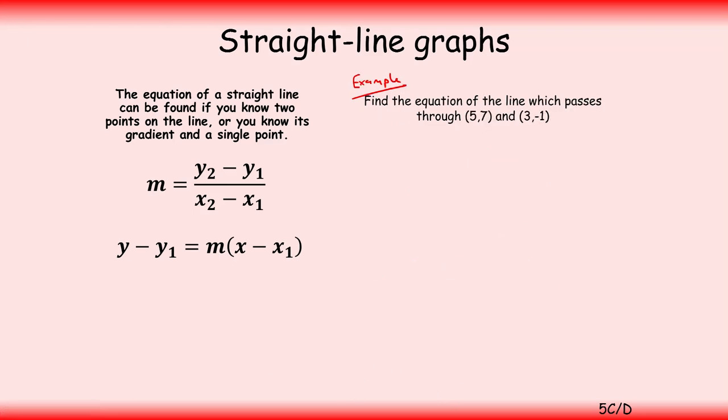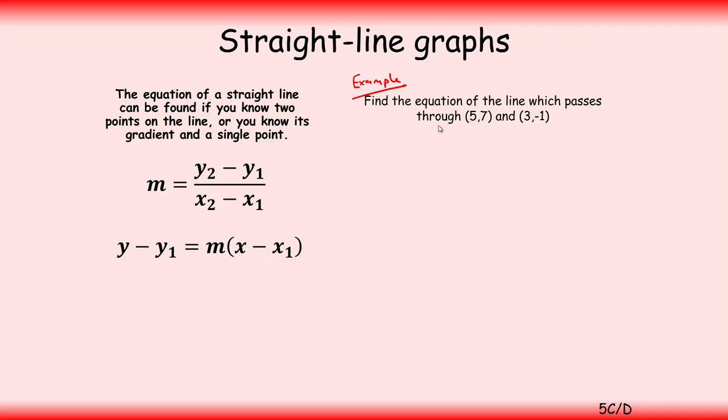Okay, let's have a look at this example. Find the equation of the line which passes through 5, 7 and 3, minus 1. So I've got 2 coordinates, but I don't have a gradient. How can I find the gradient then? And then if I can find the gradient, I can use my formula to generate the equation of a straight line.